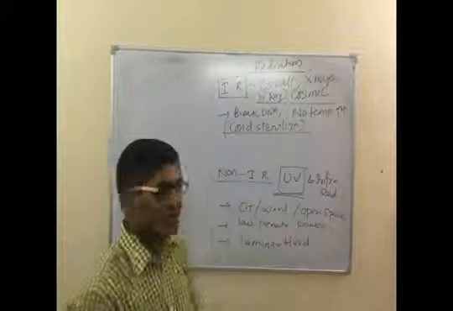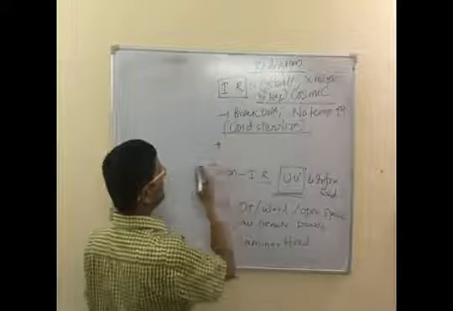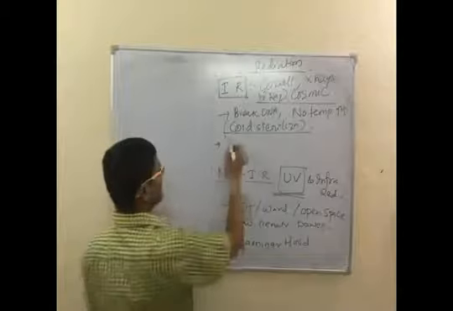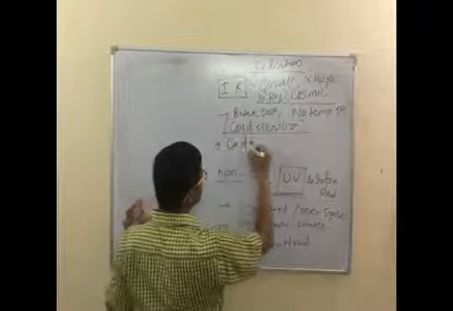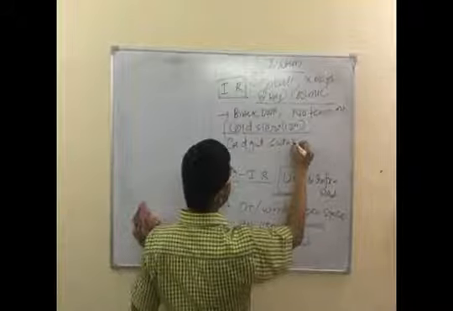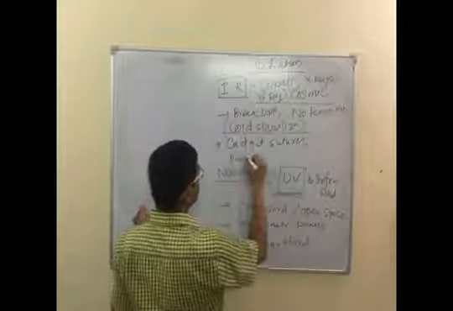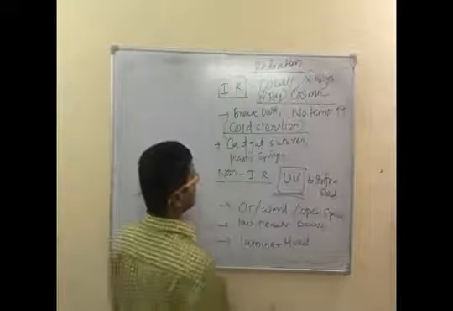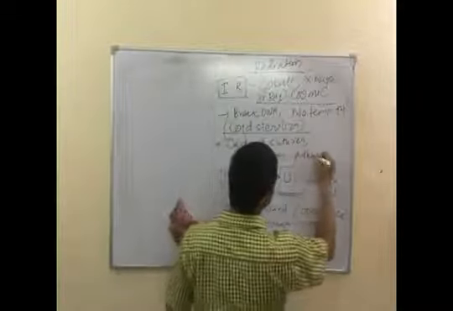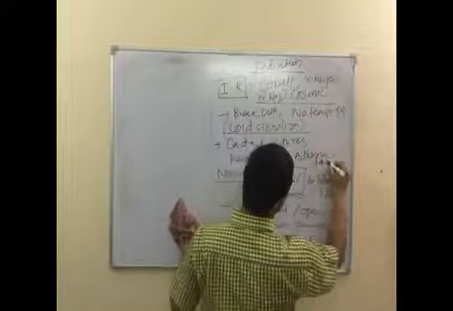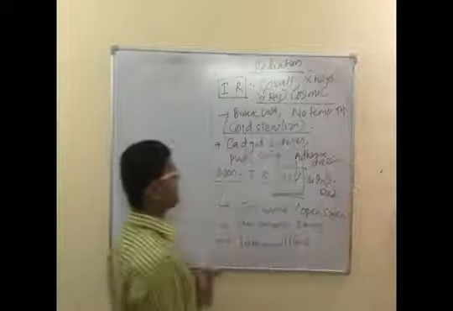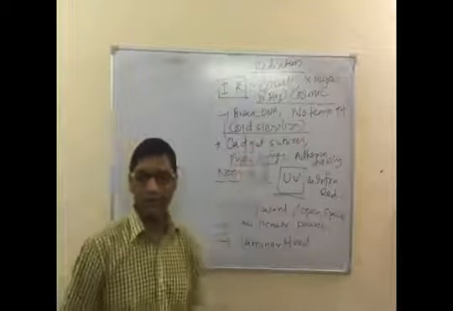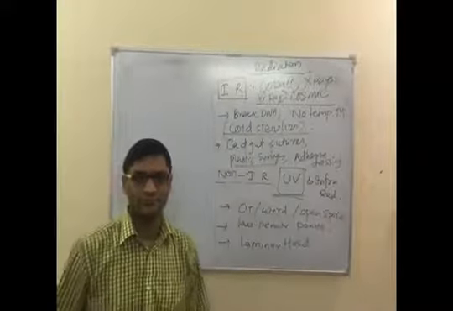Because there is no temperature rise, it is the ideal method for sterilization of heat labile substances like catgut sutures, plastic syringes or any other plastic material, and adhesive dressing material. All these which are heat labile can be sterilized by ionizing radiation.